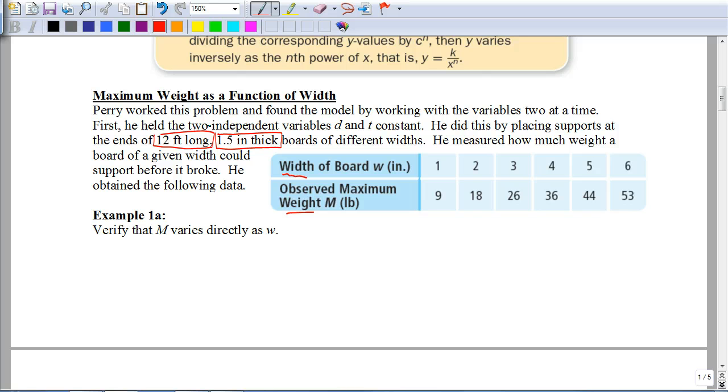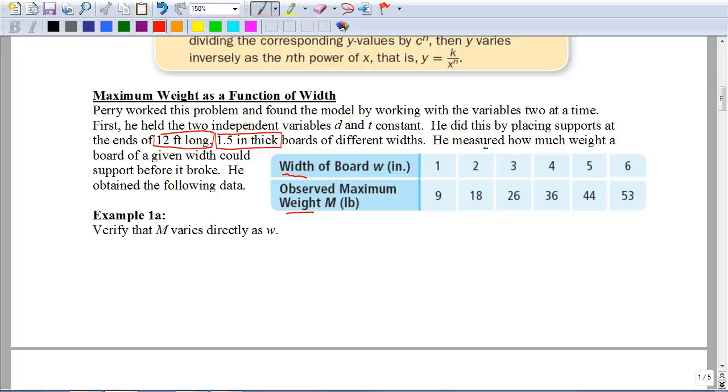So in this table, what they've done is they've done this experiment where they said, okay, if we have a board that's 1 inch wide, that's 1.5 inches thick, it can hold 9 pounds. If it was 2 inches wide and 1.5 inches thick, it could hold up to 18 pounds, and so on. So what we're trying to figure out is how does the width of the board affect the maximum weight.